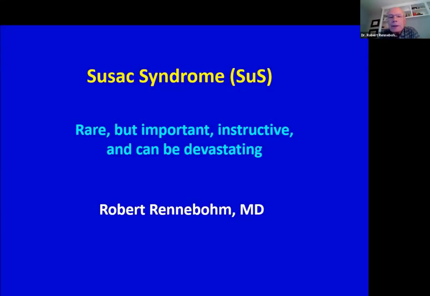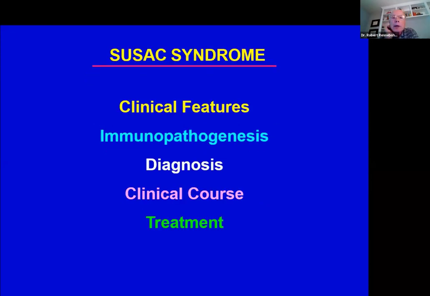Let me get my slides up. I realize that Susac syndrome is quite rare. I imagine that many of you have never seen a case, but it's an important and instructive disease, and as you will see, it can be devastating for the patients and families. During the first half of this talk, I'm going to briefly discuss the clinical features, the immunopathogenesis, the diagnosis, the clinical course, and the treatment of Susac syndrome. And then in the second half, I'll focus more on the ophthalmologic aspects.